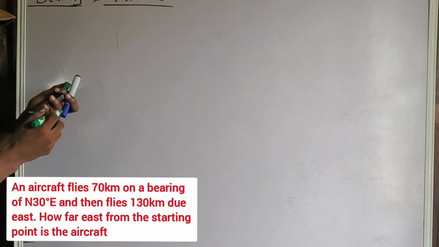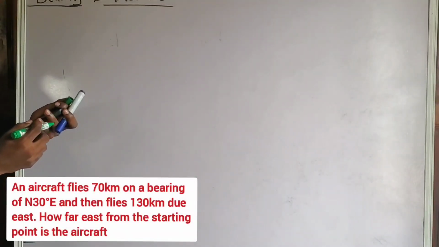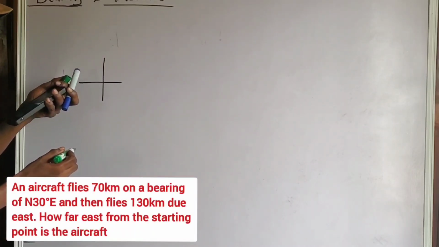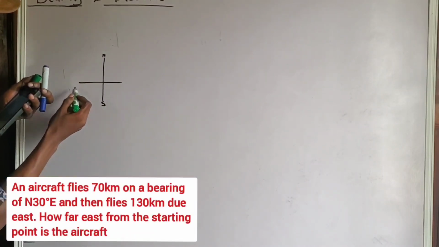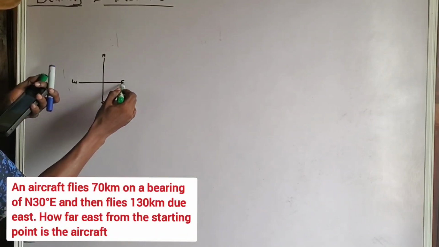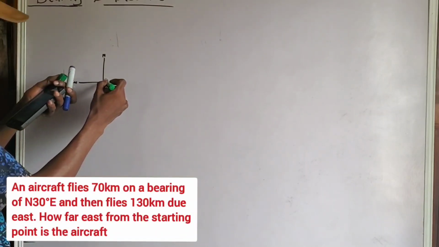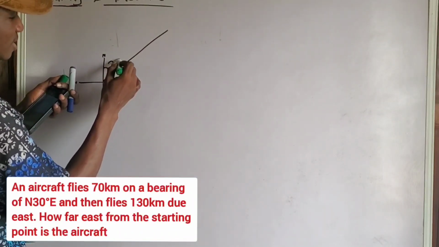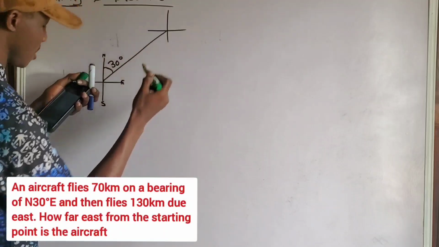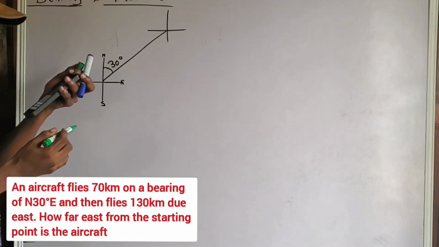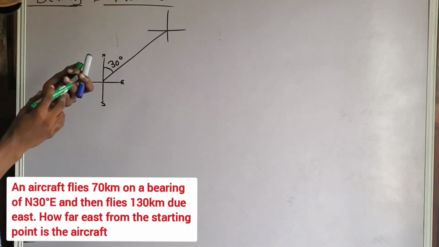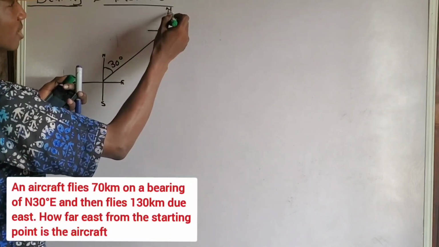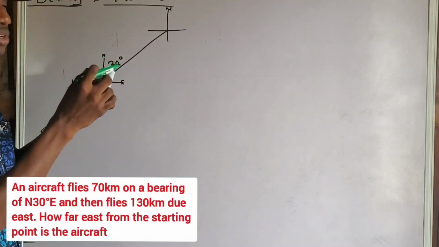An aircraft flies 70 km on a bearing of north 30 degrees east. So this is north, this is the south pole, west and east. North 30 degrees east, we fly along this side, 70 km. Then it flies 130 km due east. So having gotten to this point, the aircraft flies 130 km due east.